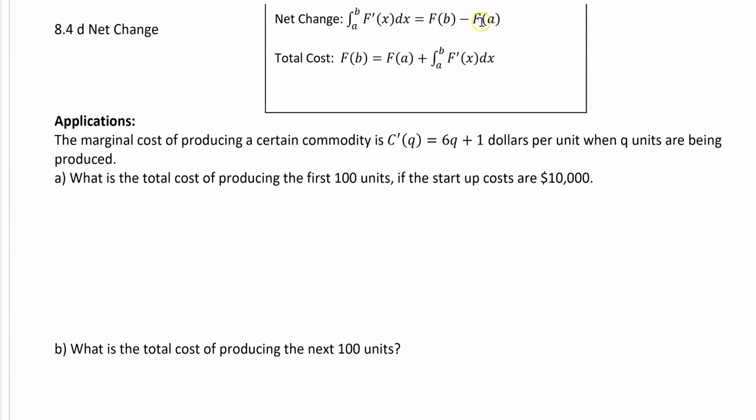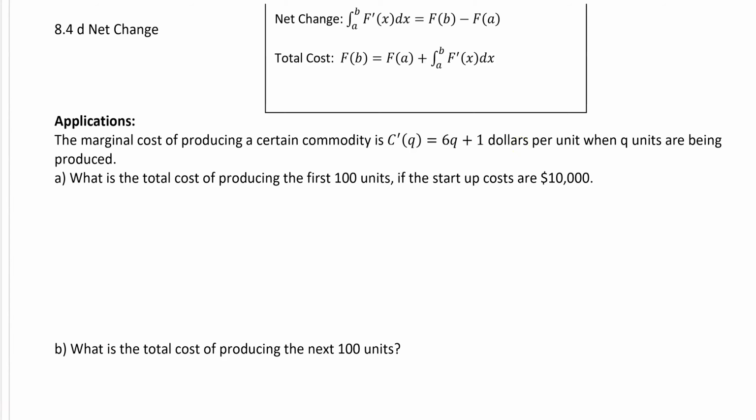Why is net change not the total cost? With an example. So we have the marginal cost of producing a certain commodity is this, and it's dollars per unit, right? So it's our derivative. So what it's saying is if you plugged in Q, it would tell the dollars per unit to produce that next unit, right? That's what we used it for as an approximation.